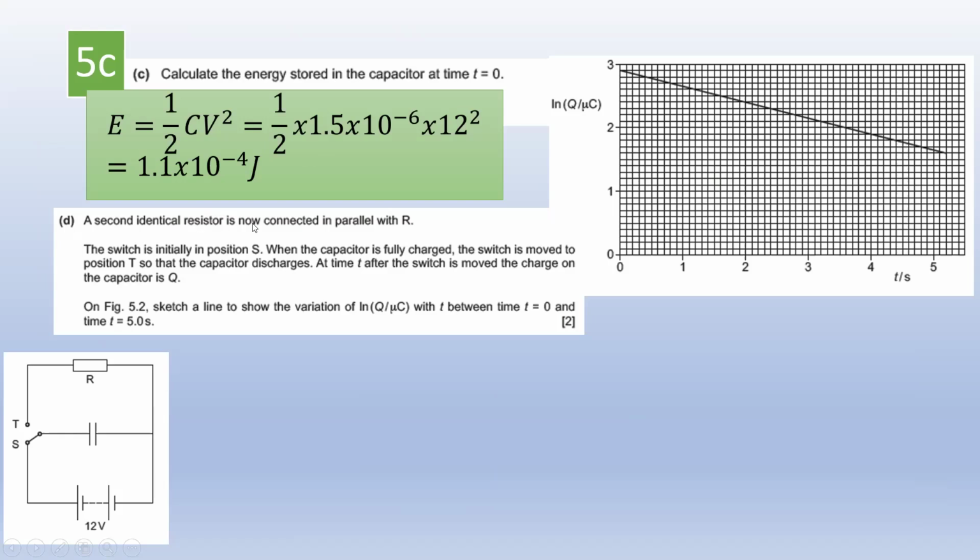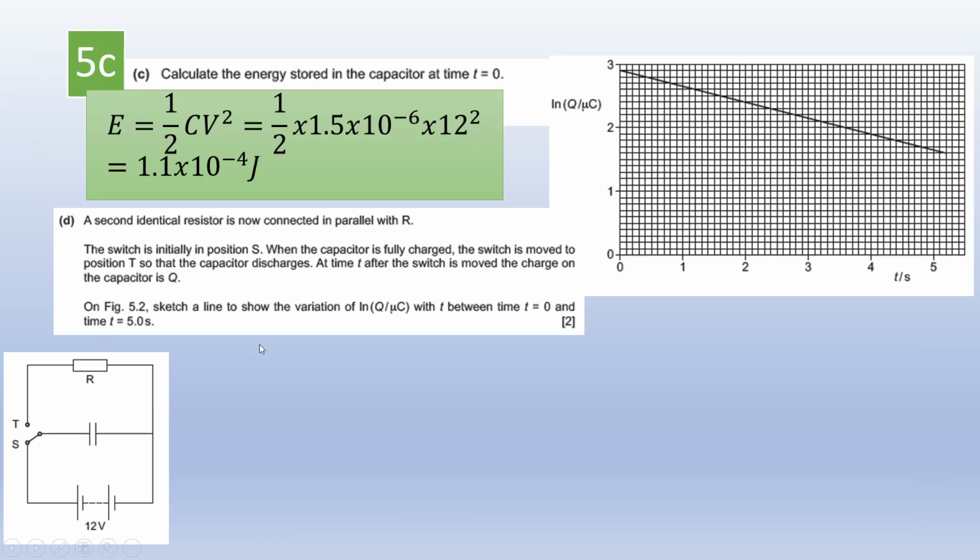A second identical resistor is now connected to resistor R. Okay, now it's parallel. The switch is in position S. When the capacitor is fully charged, the switch is moved to position T so that the capacitor discharges. At time t after the switch is moved, the charge on the capacitor is Q. On figure 5.2, sketch a line to show the variation.